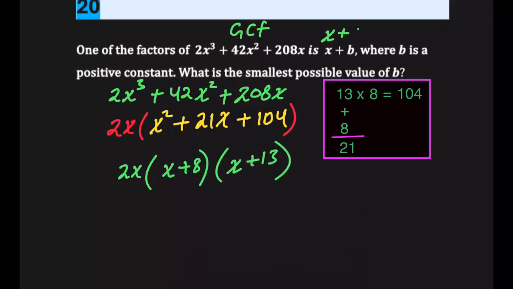We have x plus 8, and we also have x plus 13. They ask for the smallest possible value of b. So b is equal to 8 and 13. 8 is smaller, so the answer is b equals 8.